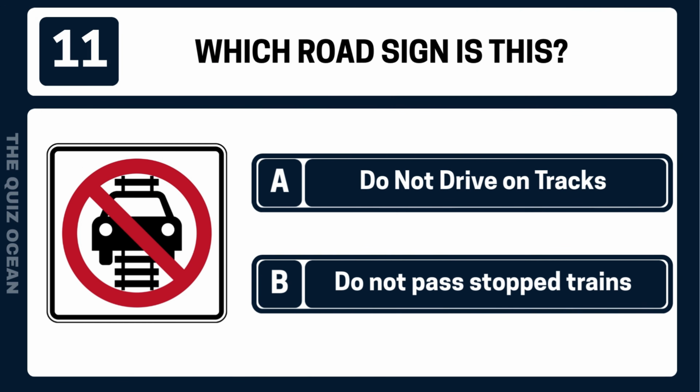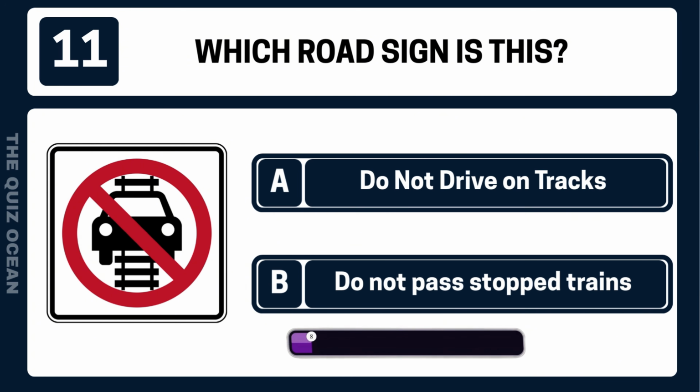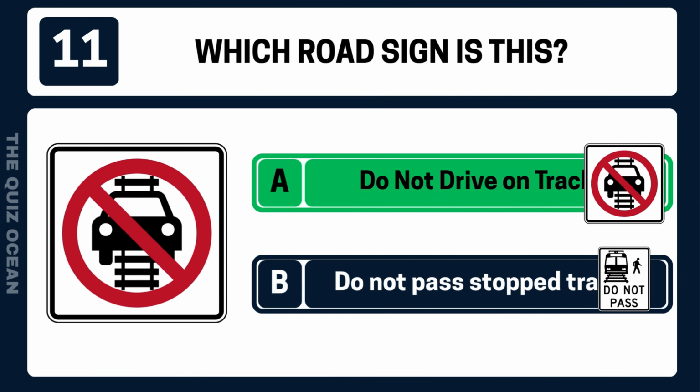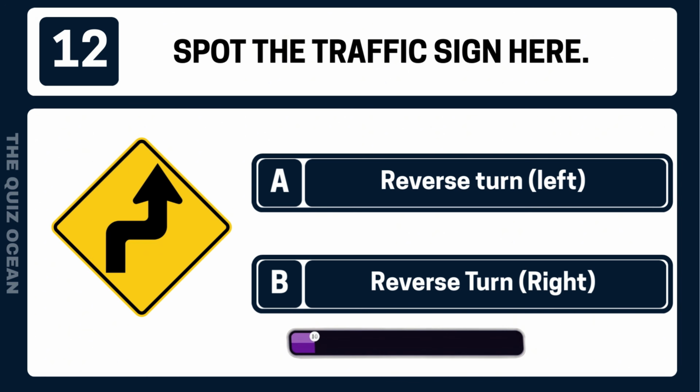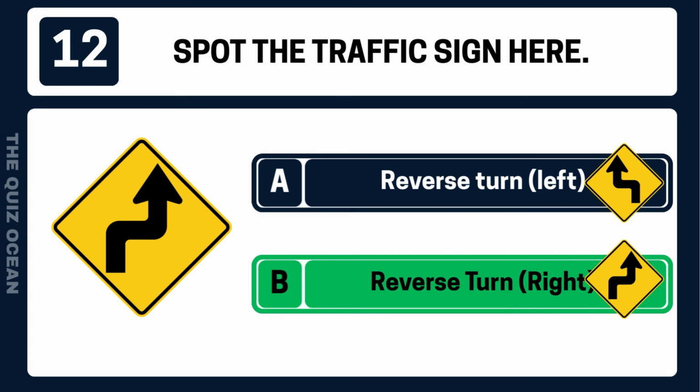Question 11. Which road sign is this? A. Do not drive on tracks. B. Do not pass stopped trains. The answer is A. Do not drive on tracks. Question 12. Spot the traffic sign here. A. Reverse turn left. B. Reverse turn right. The answer is B. Reverse turn right.